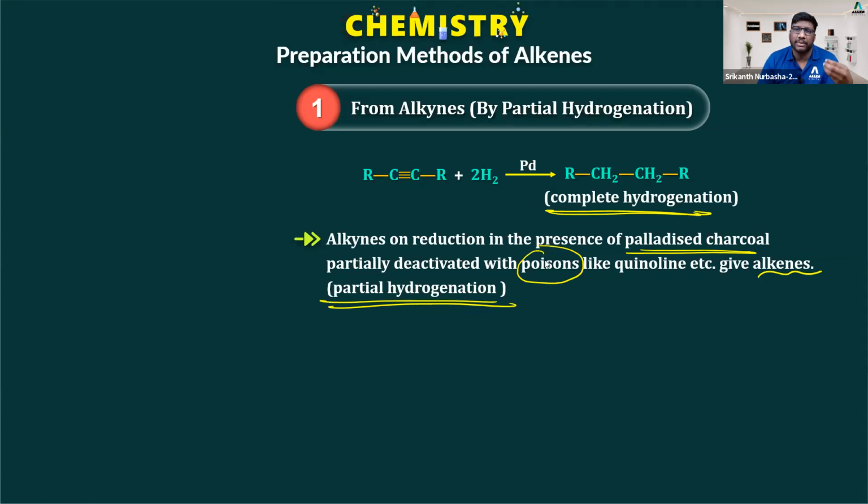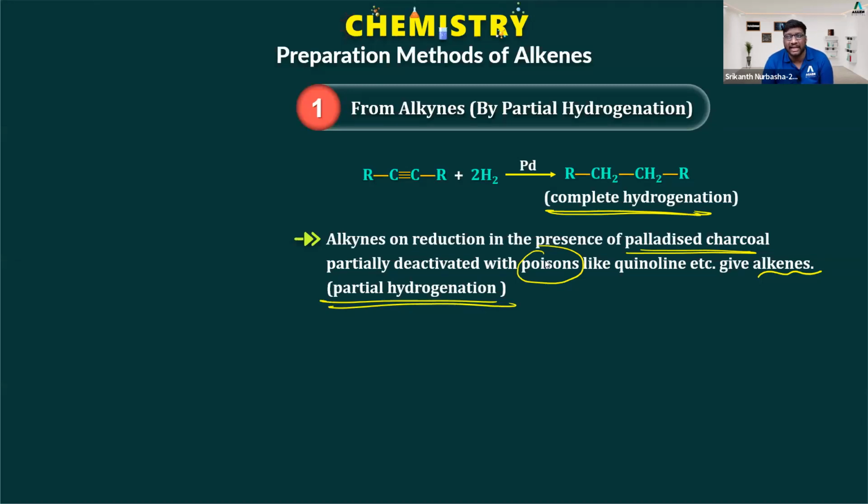Every catalyst will have some activity. The substance which increases the activity of the catalyst, what is that called? Promoters. The substance which can decrease the activity of the catalyst, what is that called? Poisons. How can the promoter increase the activity of the catalyst? Last class I explained: by increasing the distance between the atoms, by increasing the lattice spacing.